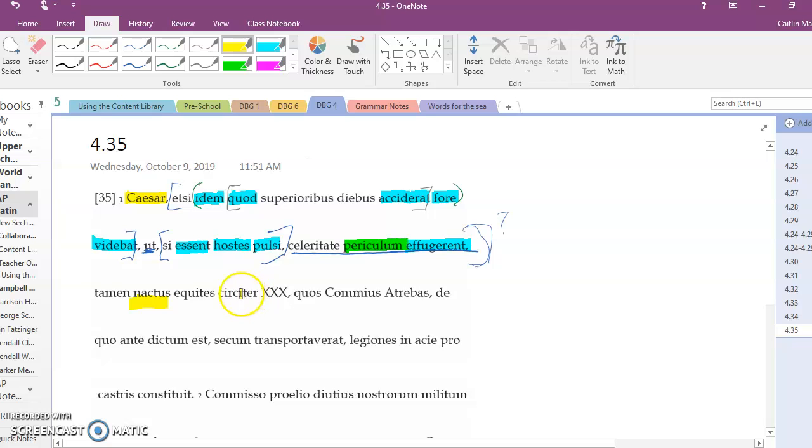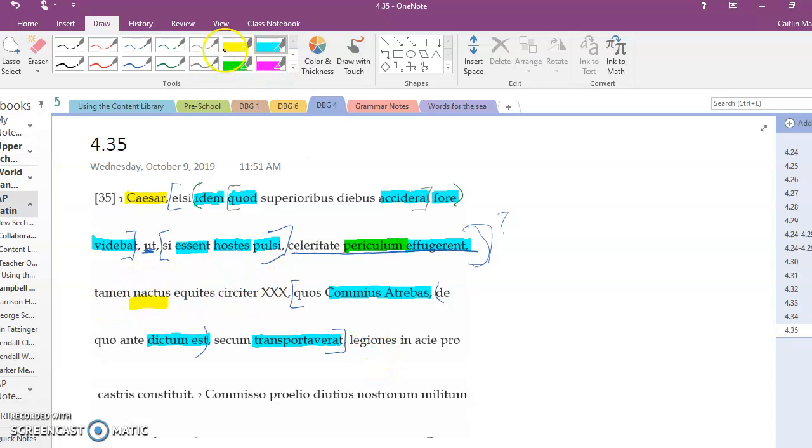Having obtained, circiter, triginta equites, relative clause describing those equites, quos comeus atrebas, dequo, relative clause describing him, and then finishing the main relative clause, which, comeus atrebas, secum transportaverat, and he's the subject, and transportaverat is the verb, and comeus atrebas gets this, about whom it was previously dictumed. Okay. So having obtained circiter triginta equites, we still need our verb, but first we get its object.